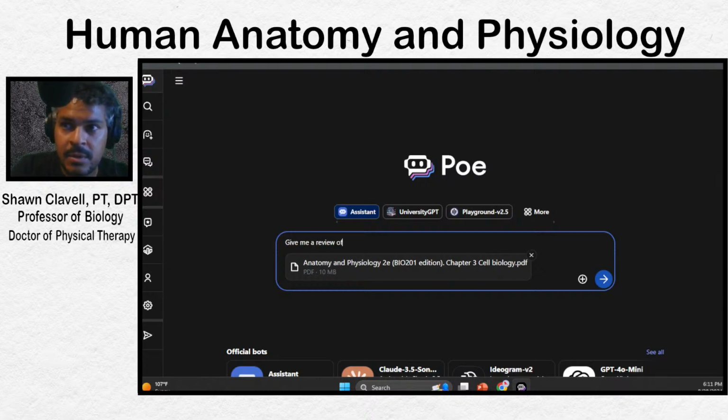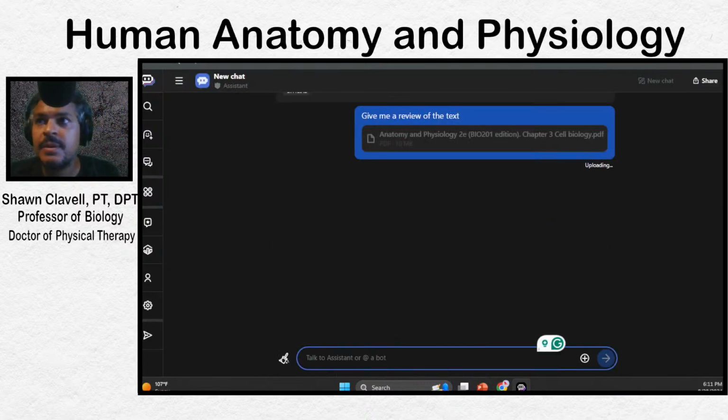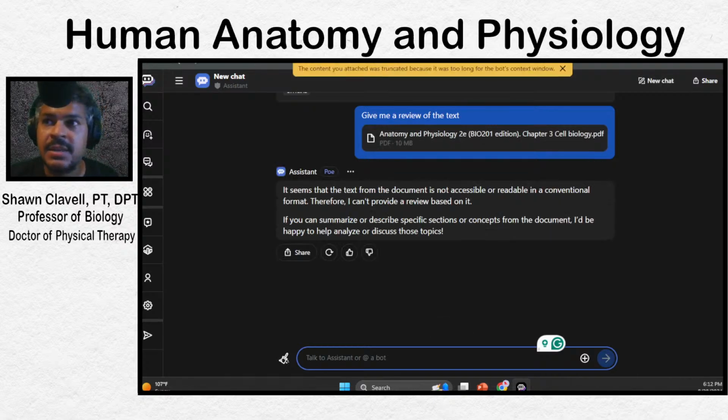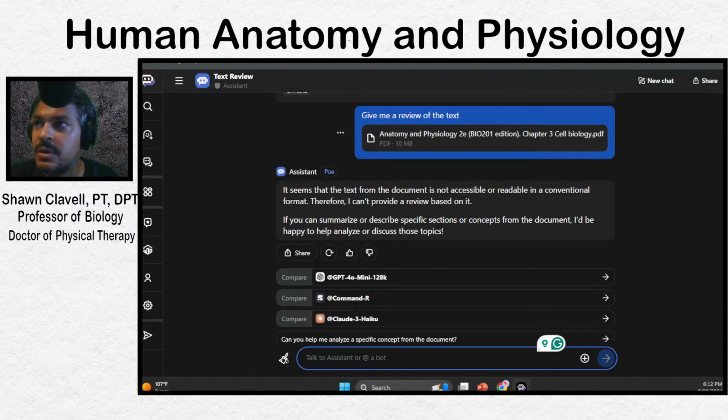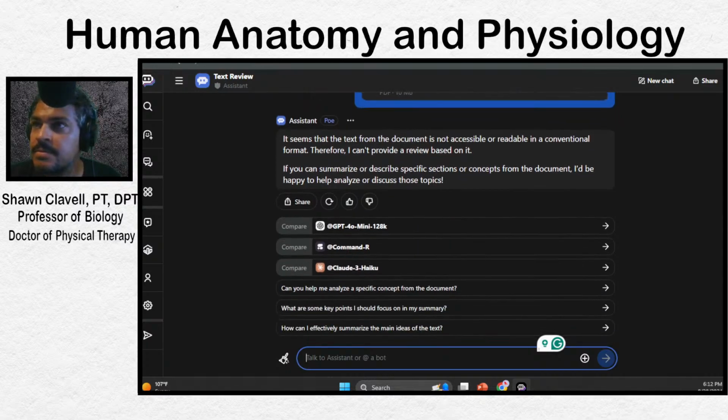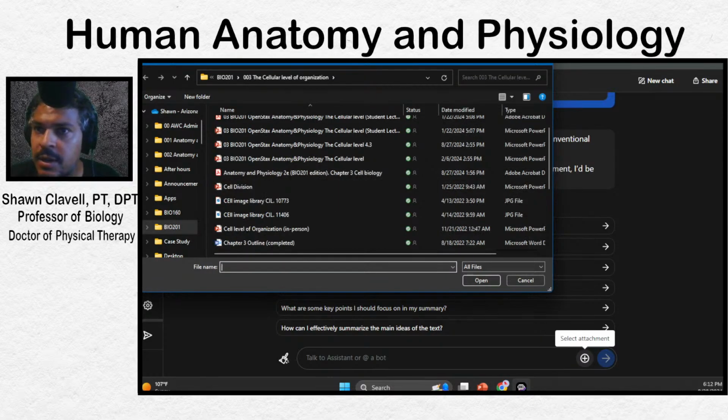We'll give it a moment here. Oh, the PDF didn't work. All right, let's try something else. Let's try one more here. Let's try the outline.